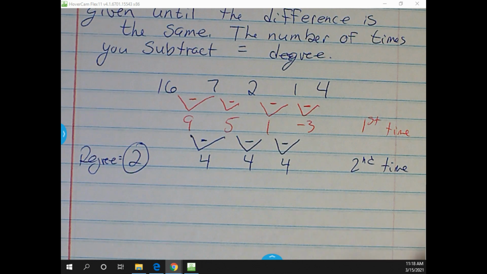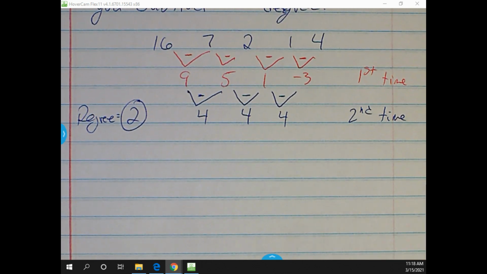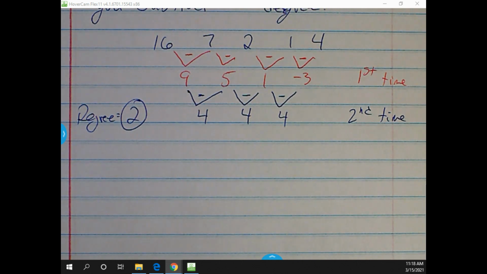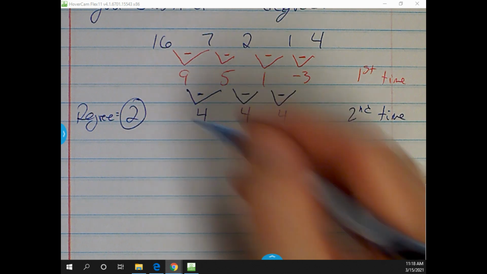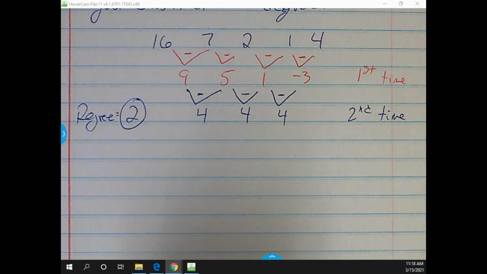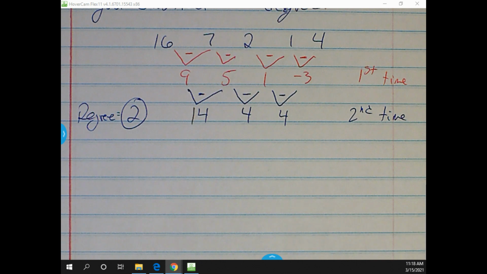All right. Now, usually some people ask, well, what if we don't ever get a number that's the same? Well, eventually you have to. You don't have to write this down. This is just a what if here, because let's say that this was 14 over here. Not that it was, but let's just say that had been 14.